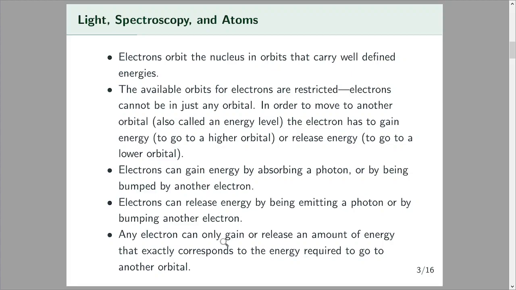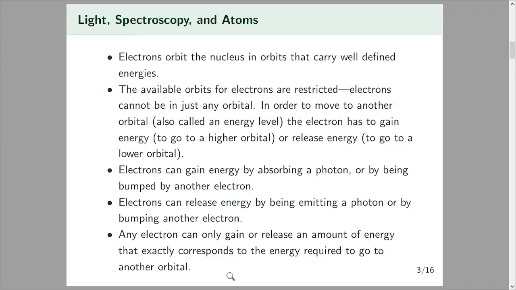Any electron can only gain or release an amount of energy that exactly corresponds to the energy required to go to another orbital. That is to say, if it's in this orbital and it's going to go to this one, it has to gain exactly that amount of energy. It can't gain a little extra and just keep it. It either has exactly that amount of energy or it won't make the jump. So when you have electrons in atoms, they have very specific energies, and their energies can only change by very specific amounts.